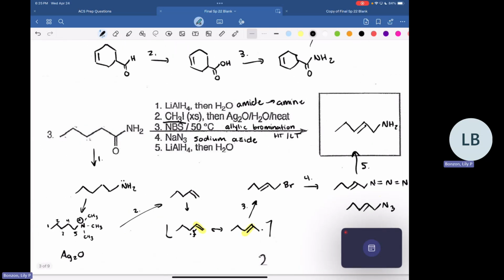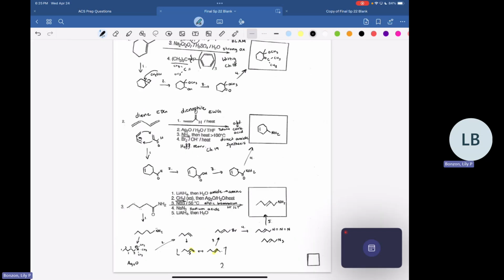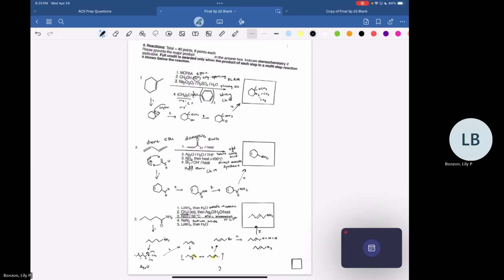But yeah, when I was looking at the notes, I think it was an E2 mechanism, but I don't want to say anything definitively because I don't want to say something wrong. But yes, any questions? N3? Okay, yeah, that was my mistake. Any questions on any of these ones?